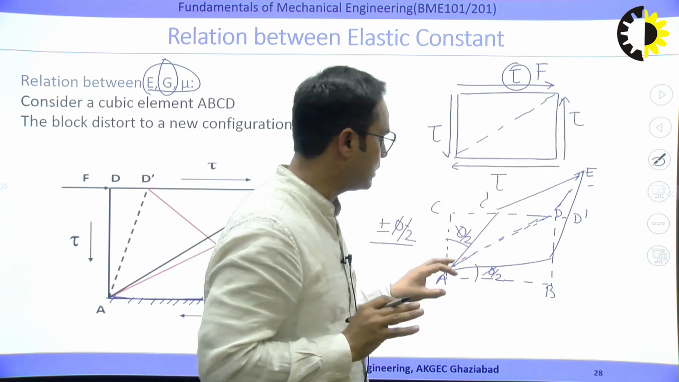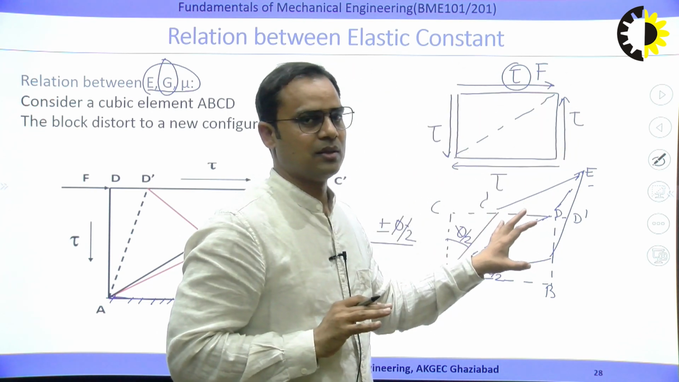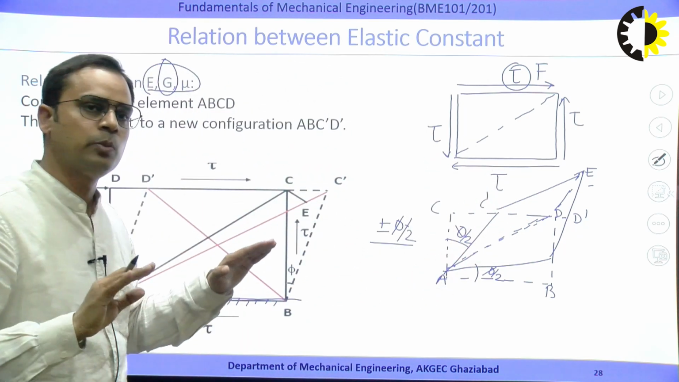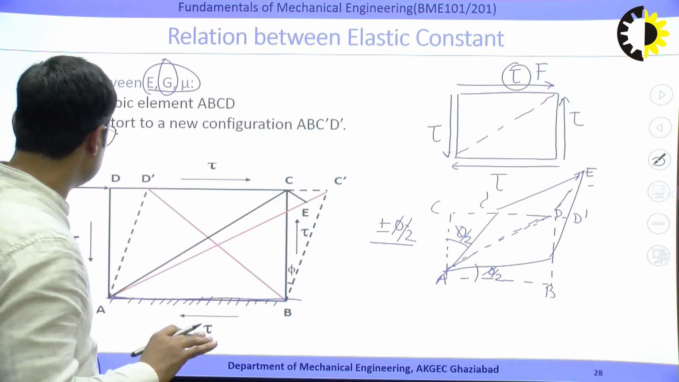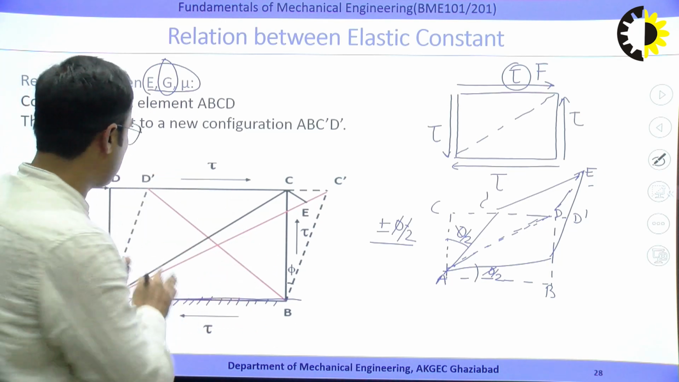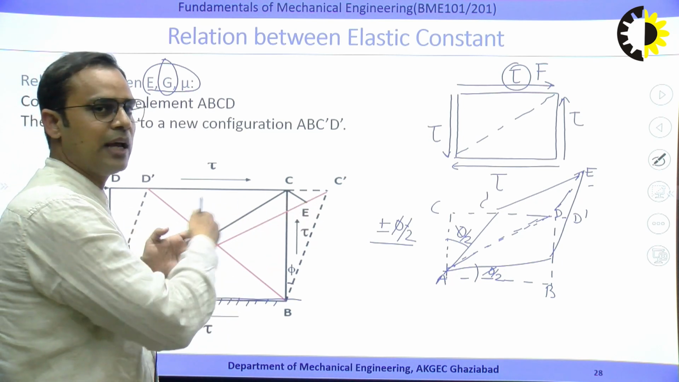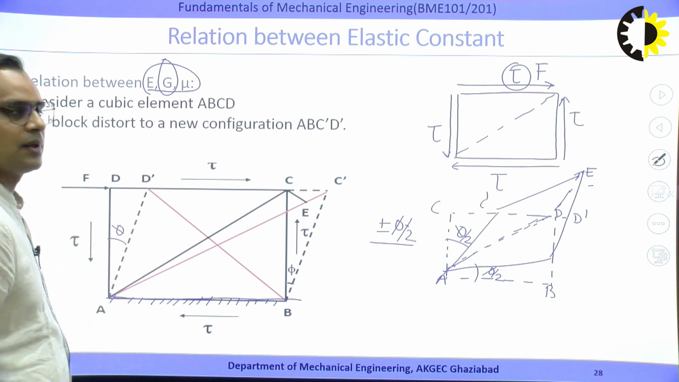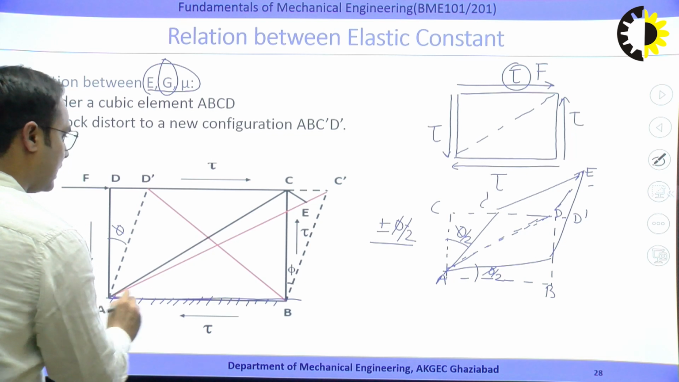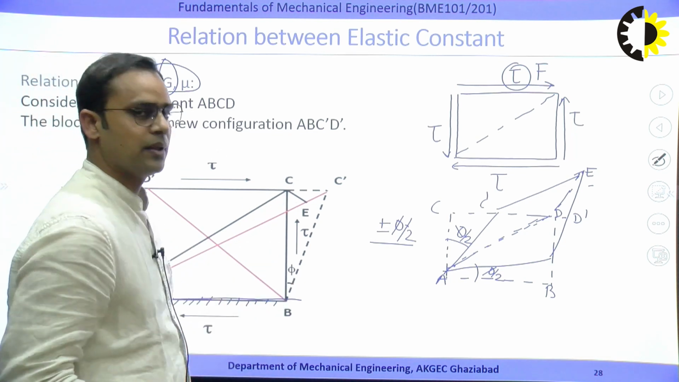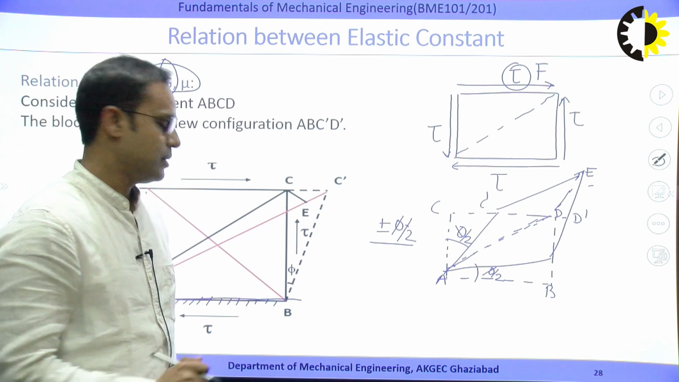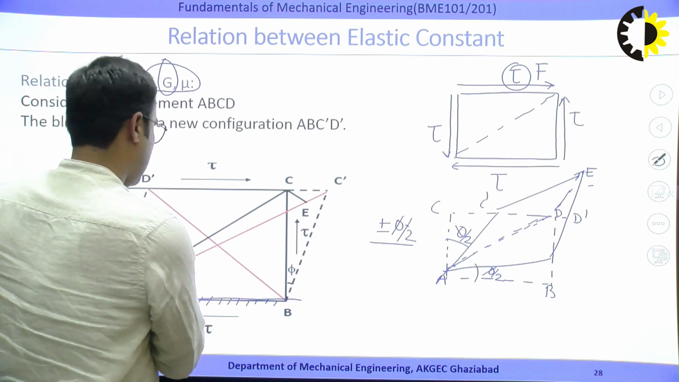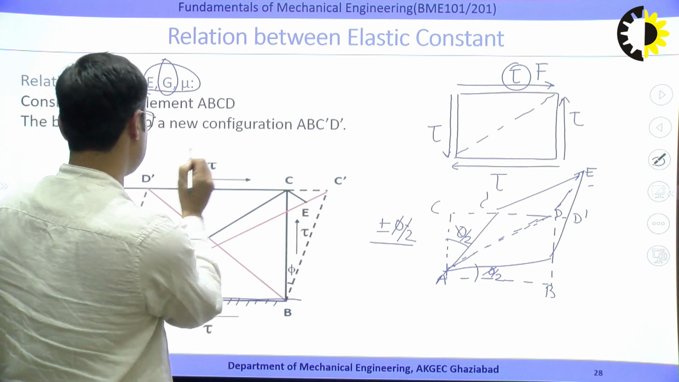Under the action of the pure shear, the block will be deformed like this, right? But for the convenience sake, we are fixing the lower face of this block. If we fix the lower face and apply the shear force on the upper face, the body will distort like this. The angular deformation we are now considering is phi. The initial position is A, B, C, D. After the application of the force, what is the position? A, B, C dash, D dash.